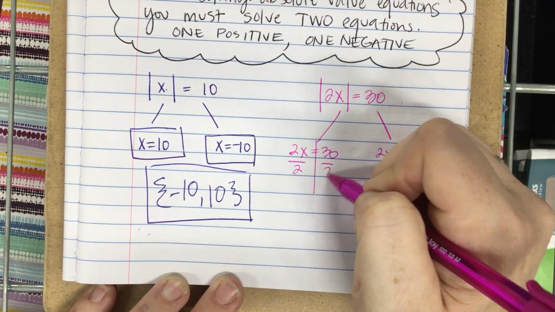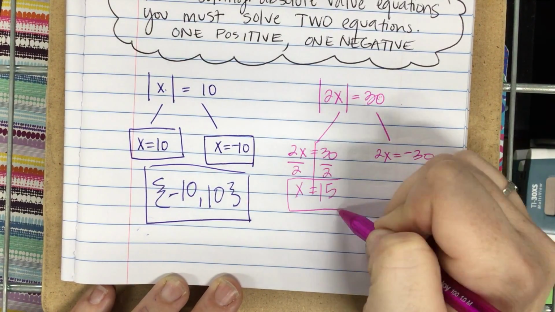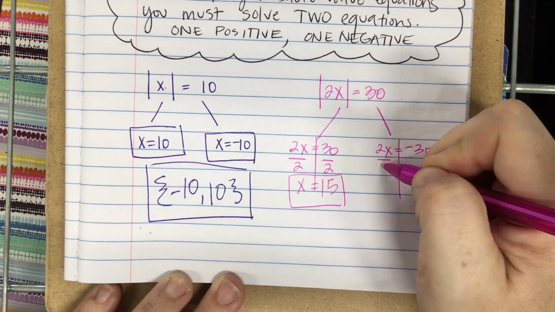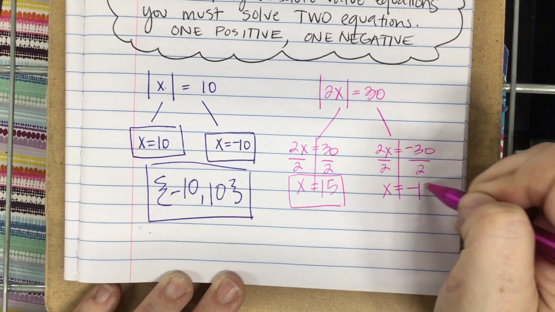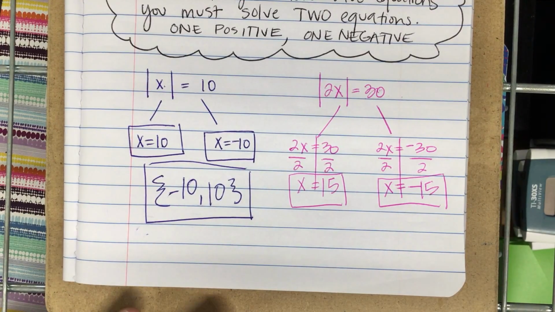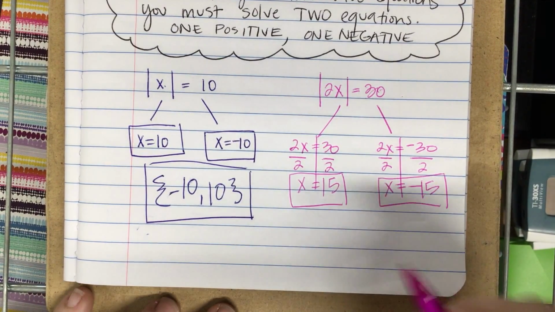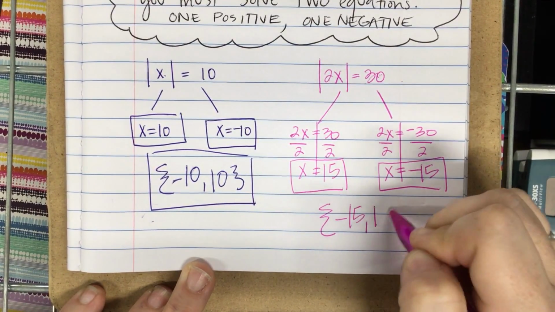Divide by 2, divide by 2. X equals 15, or x equals negative 15. I have 2 possible solutions, and I'm going to write it as negative 15 comma 15.